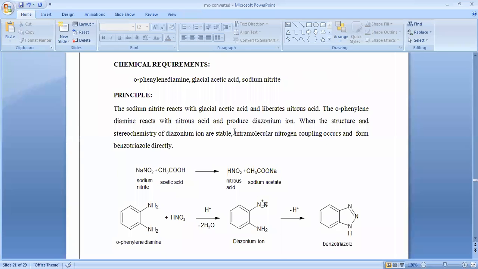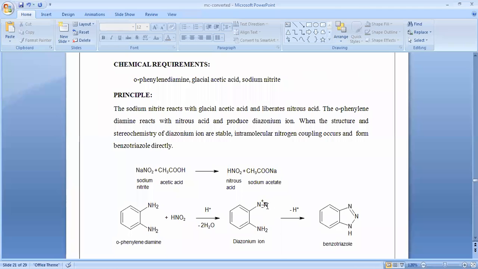Now after that, this diazonium ion is quite stable in nature. This nitrogen atom will attack the diazonium ion's nitrogen atom, and they are going to form an intramolecular nitrogen coupling reaction. Here is one nitrogen and this is another nitrogen. So both of them will form a coupling reaction within itself, that is intramolecular. Within the molecule, the nitrogen is going to couple.